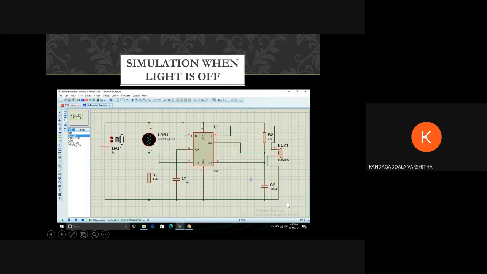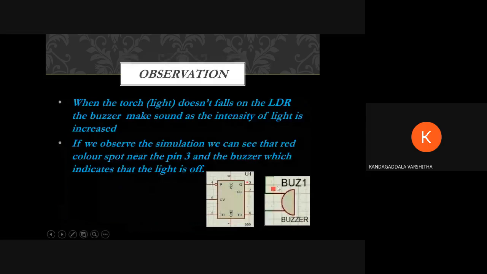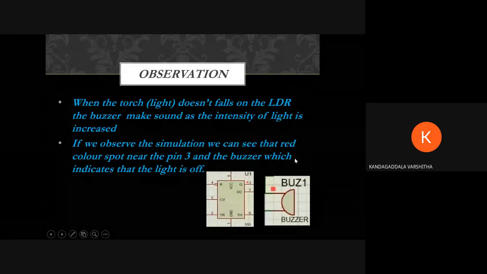When the torch light does not fall on the LDR, the circuit makes a sound through the buzzer because the intensity of light is decreased. We can see the red spot near the output pin 3 and the buzzer when the light is in the off state. We have many applications related to that detector.